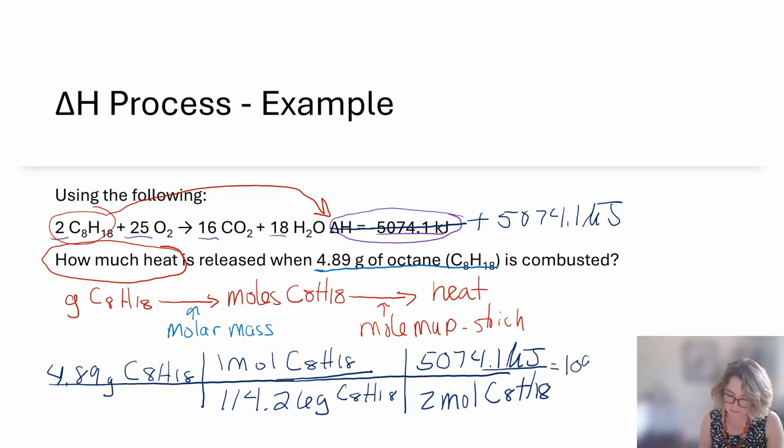Keeping in mind my significant figures, 4.89 only has 3 significant figures, and so therefore that's going to limit my final answer to 3 significant figures. So 109 kilojoules of energy is released every time I burn 4.89 grams of octane.